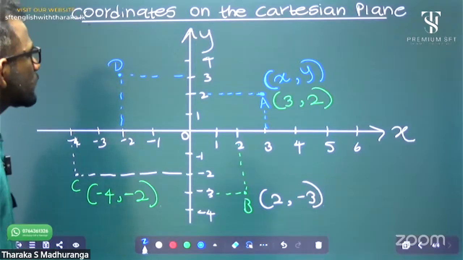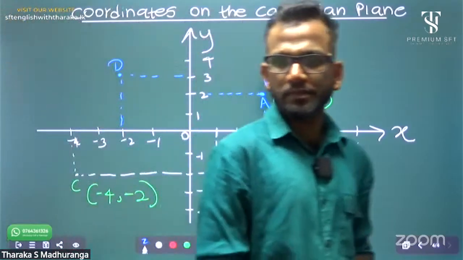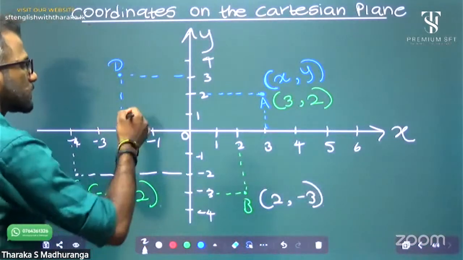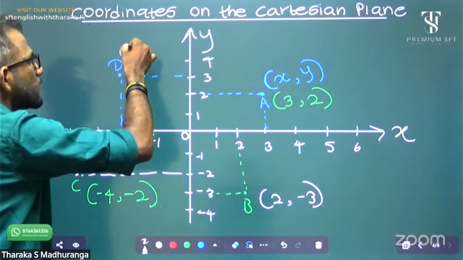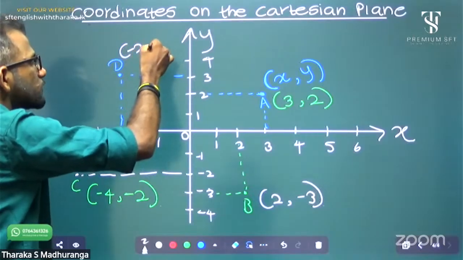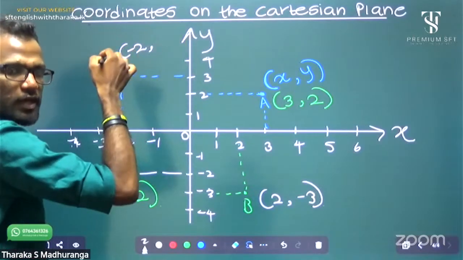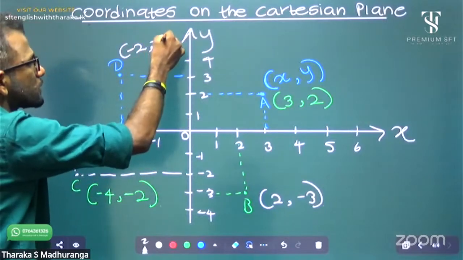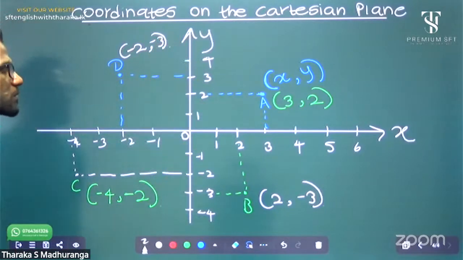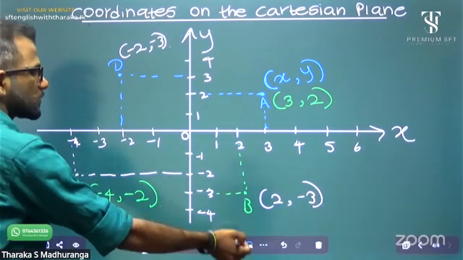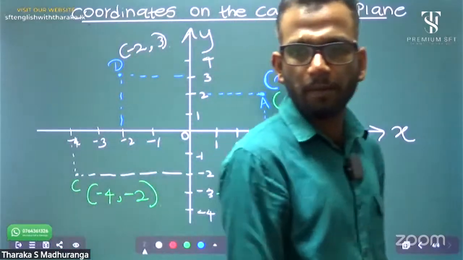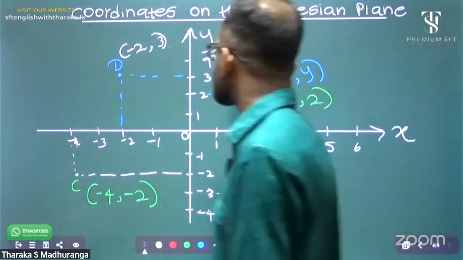Okay, what's the D point coordinates? Yes, X point coordinates -2. Remember the order: X value, comma, Y value. X axis value, comma, Y axis value. Sorry, it's +3. So it's -2, comma, +3.